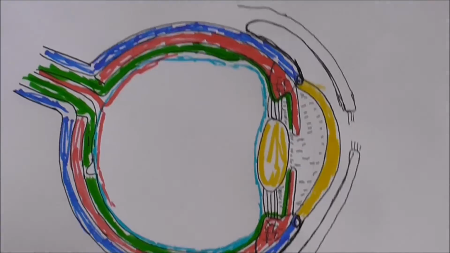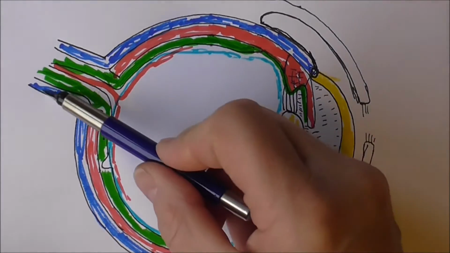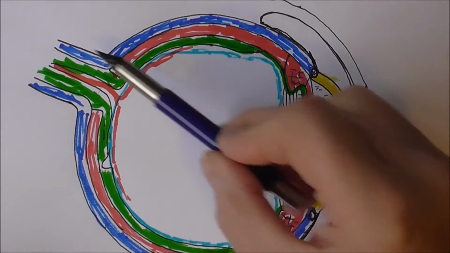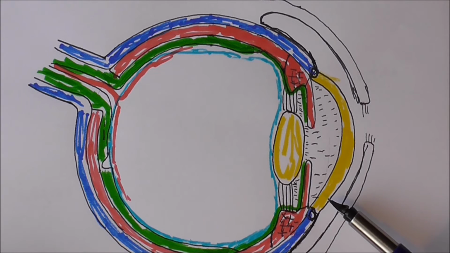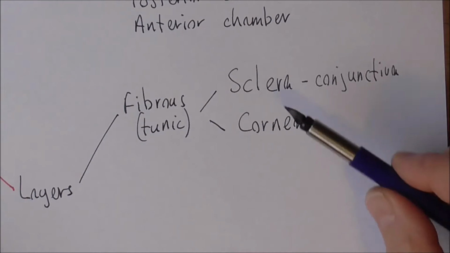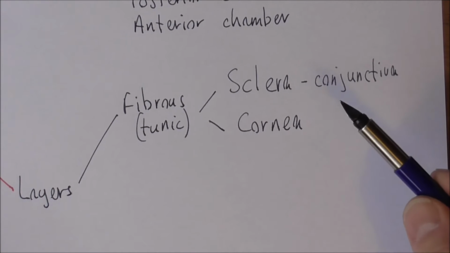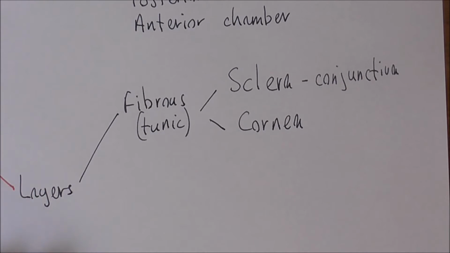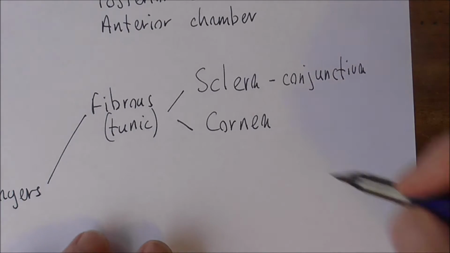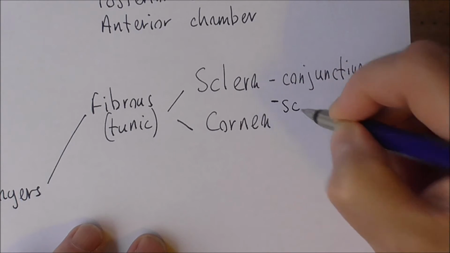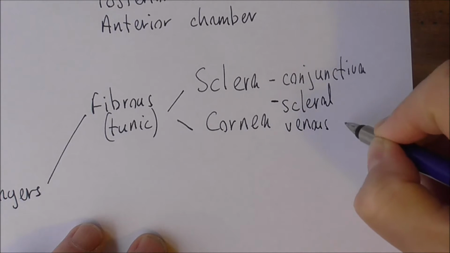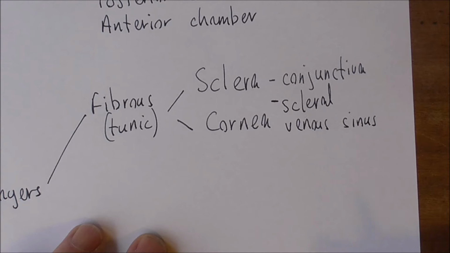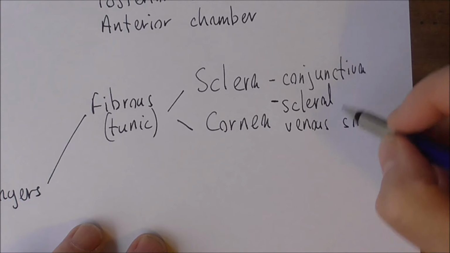So we're thinking about the sclera, the outside, in blue, the outside fibrous layer. But it's continuous with the cornea. It's just that the cornea is transparent, so we include it in this section. And between the sclera and the cornea, there is the scleral venous sinus, also called the canal of Schlemm.